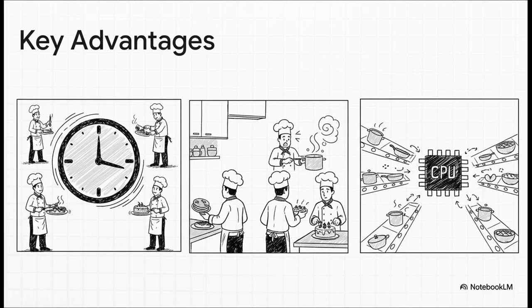Well, first, you save a ton of time because so many things are happening at once. Second, your whole application is way more resilient. If one cook messes up and burns the dish, the entire restaurant doesn't shut down, right? The other cooks keep working. And finally, you get this incredible efficiency. Your computer's processor is never just sitting around bored when there's work to be done.